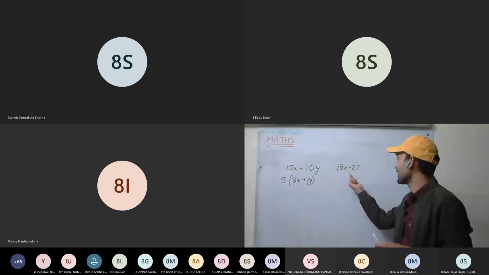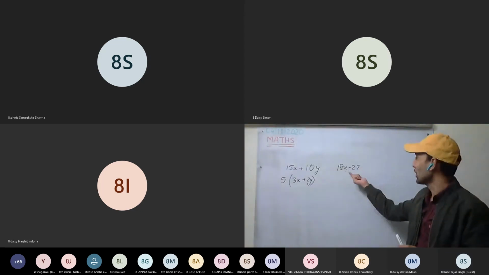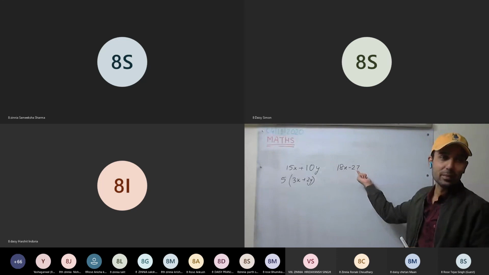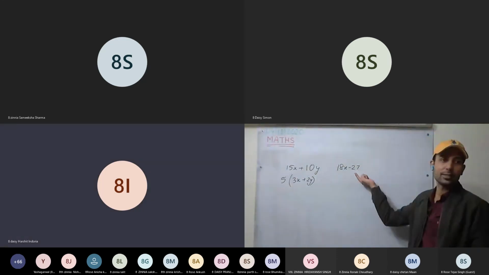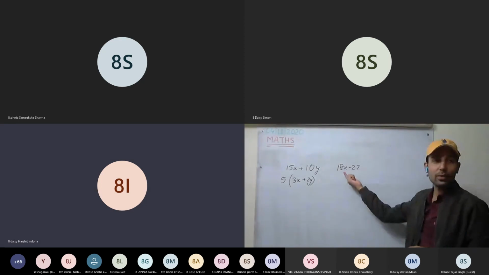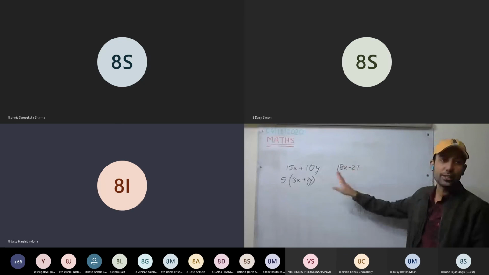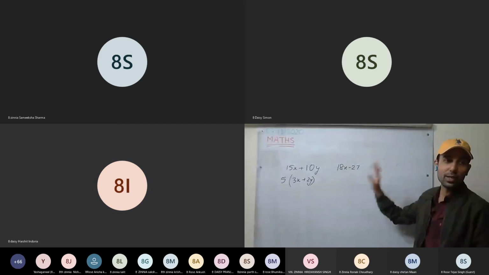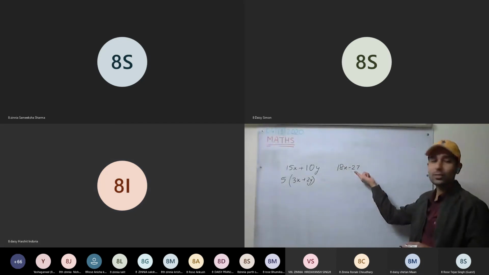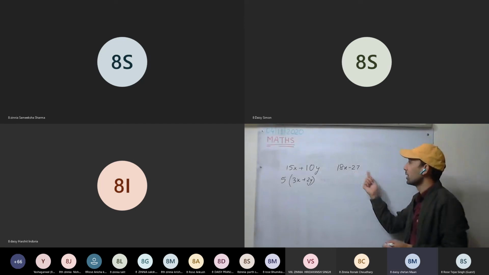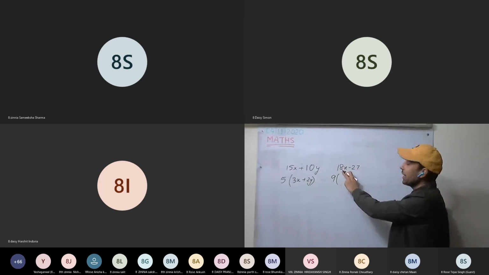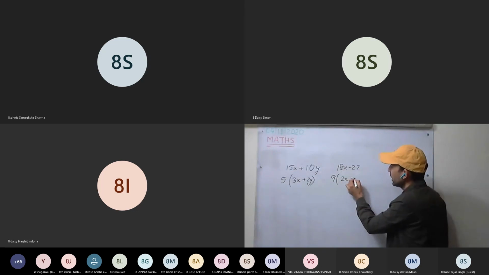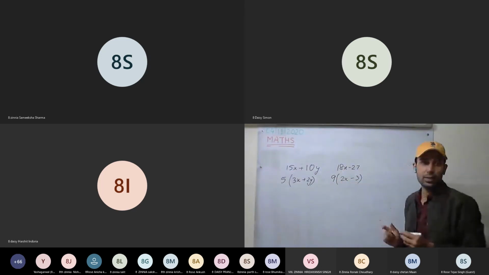All have been raising their hands. 18x minus 27. Ronak Chaudhary, tell. Sir, can I tell the answer? Okay, Jatin, you tell this answer. Next, I'll ask Harshit. Sir, 9 is the common multiple. Yes, 2x minus 3. 18x you divide by 9, 2x remaining, minus 3. Okay.